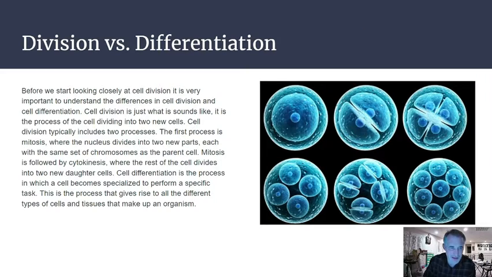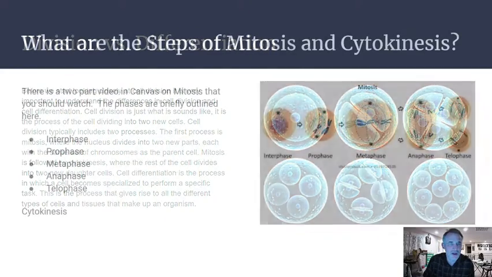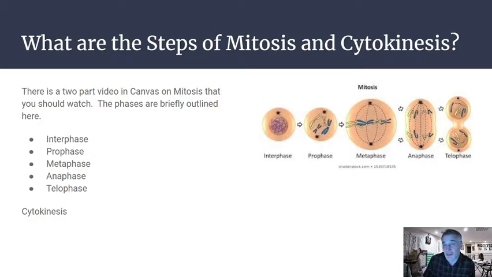Cell differentiation, on the other hand, is a process in which cells become specialized to perform specific tasks. This is the process that gives rise to different types of cells. A stem cell can become a nerve cell or a muscle cell or a pancreas cell or you name it, a skin cell, any variety of cells. So we're going to be focusing mostly on mitosis and cytokinesis as we go through here. The differentiation part will come up a little bit later on.